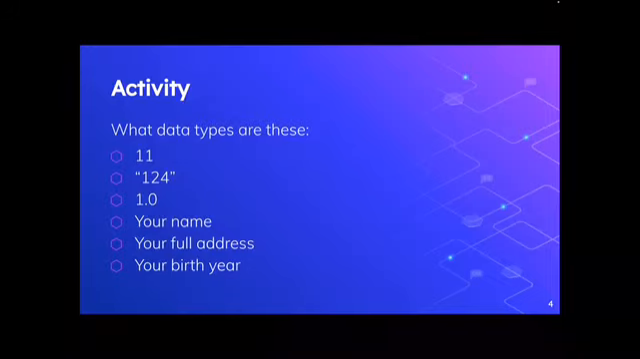Okay, so what about your name? Well, your name is a collection of symbols. The symbols are the letters of the alphabet. And so your name is a string. Your full address is also a collection of symbols because it has some numbers for maybe your house address, and it also has the street name, for example. So it has some letters and other symbols, so it would be a string. Finally, your birth year is an integer because it's just a number.